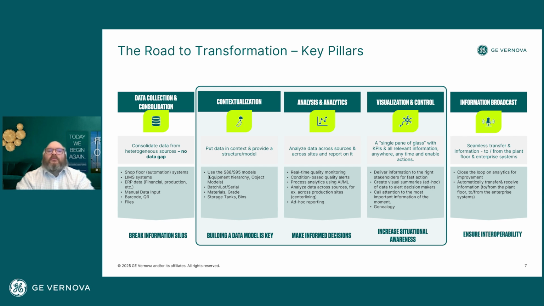Information broadcast. Throughout this whole process on the left-hand side, we're learning, right? But once we get here, this is when we're going to tell the world what we've learned and what we're going to do about it. You can say, hey, we uncovered inefficiency in a process, or we've driven a better value. We've cut costs by a certain percentage because of what we uncovered here, right? This is where we get the information, like it says here, to or from the plant floor and operations system and enterprise systems. Close the loop on analytics for improvement, right?